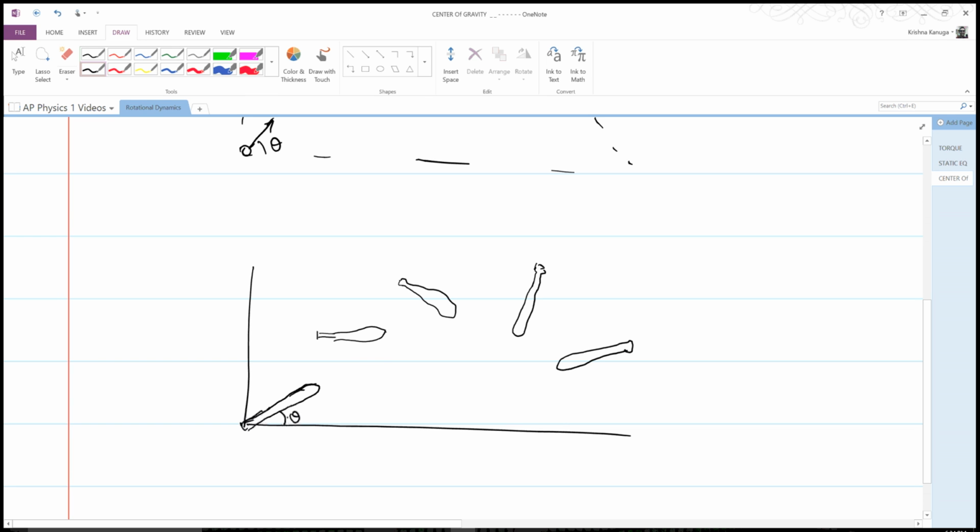Now if we were to look at this very closely, what we'd notice is that there'd be one special point on the baseball bat, let's say it's somewhere here, which would simply travel along the same path as any projectile would have traveled. And what we would also notice is that the baseball bat would actually be spinning simply about this point.